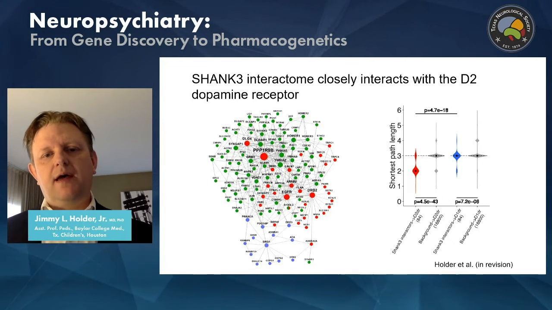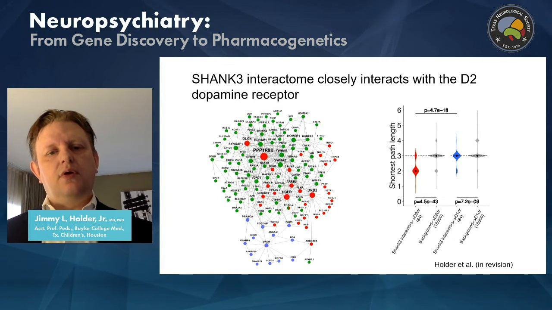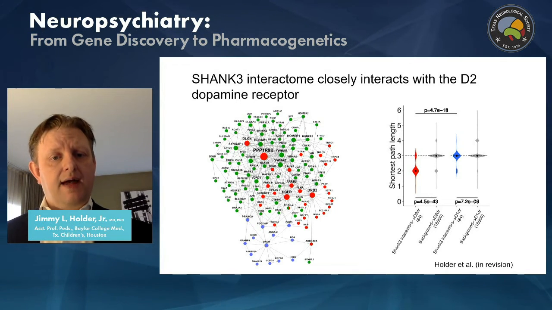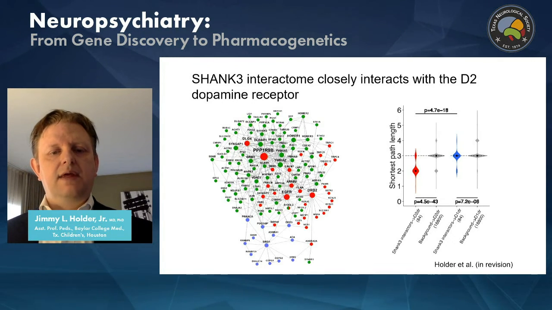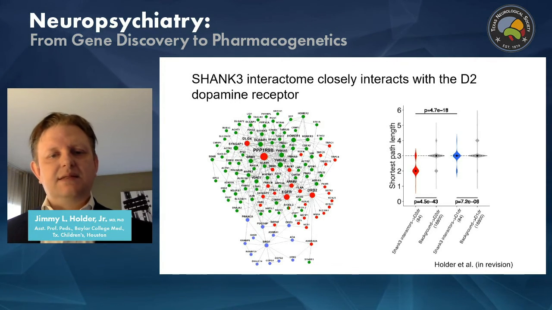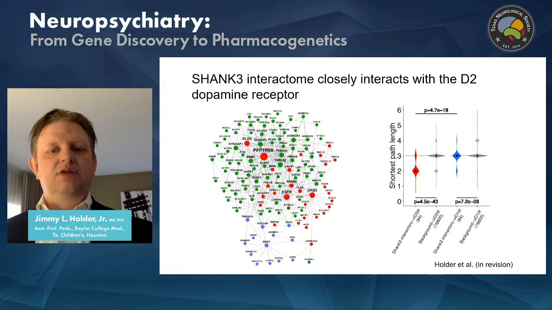We then performed bioinformatic analysis to ask whether there was a closer interaction between the Shank3 interactome and the D2 dopamine receptor versus the D1 dopamine receptor. The D2 dopamine receptor interactome is shown in red in the graph on the left, and the D1 dopamine receptor interactome is shown in blue. And I think you can easily see that there seems to be a more intimate connection between the Shank3 interactome and the D2 interactome versus the D1 interactome.